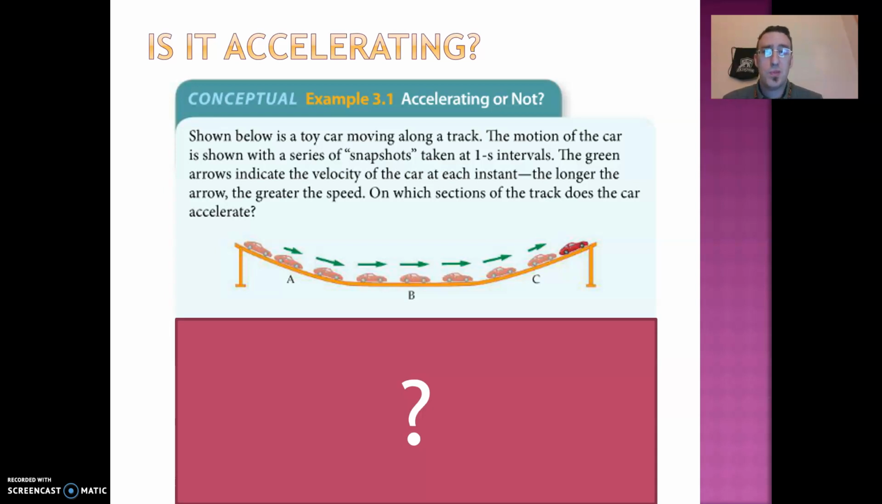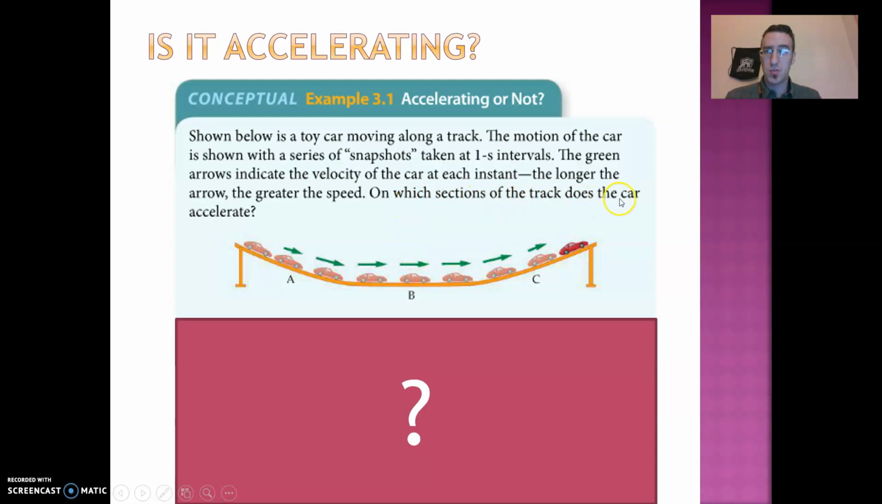Shown below is a toy car moving along the track. The motion of the car is shown with a series of snapshots taken at 1-second intervals. The green arrows indicate the velocity of the car at each instance. It says velocity specifically, which means magnitude and direction. The longer the arrow, the greater the speed. In other words, at A, its speed is less, and at C, it's about the same as A, but B looks bigger, so it's moving faster in terms of speed.